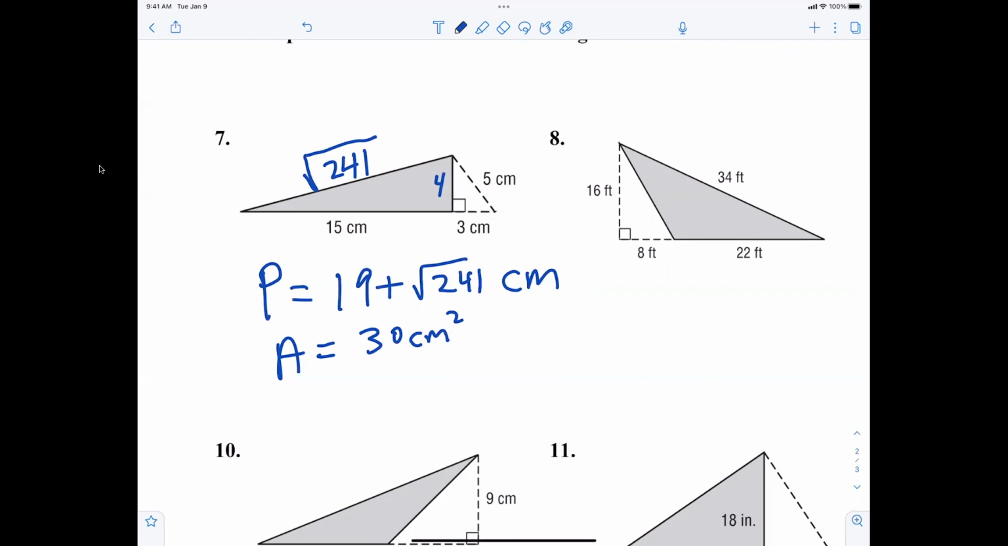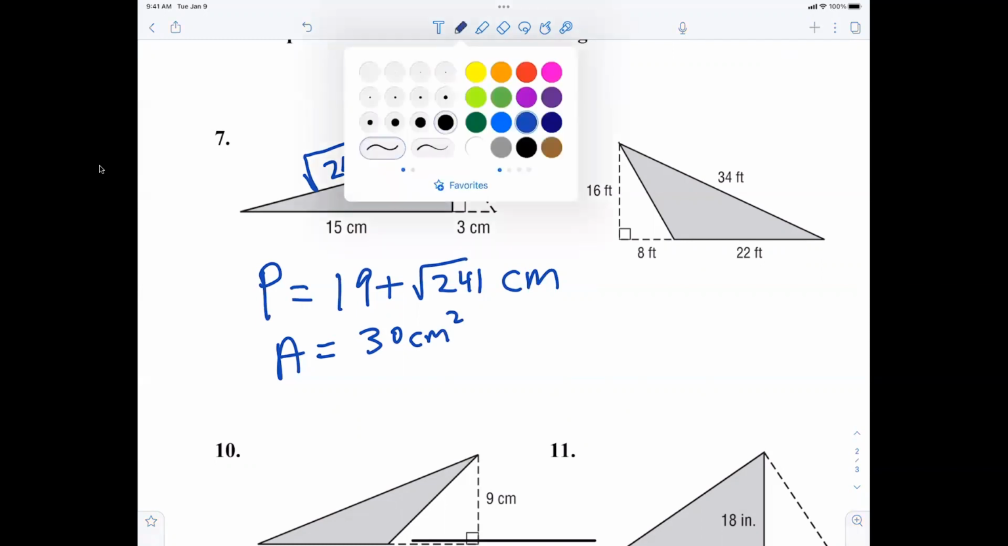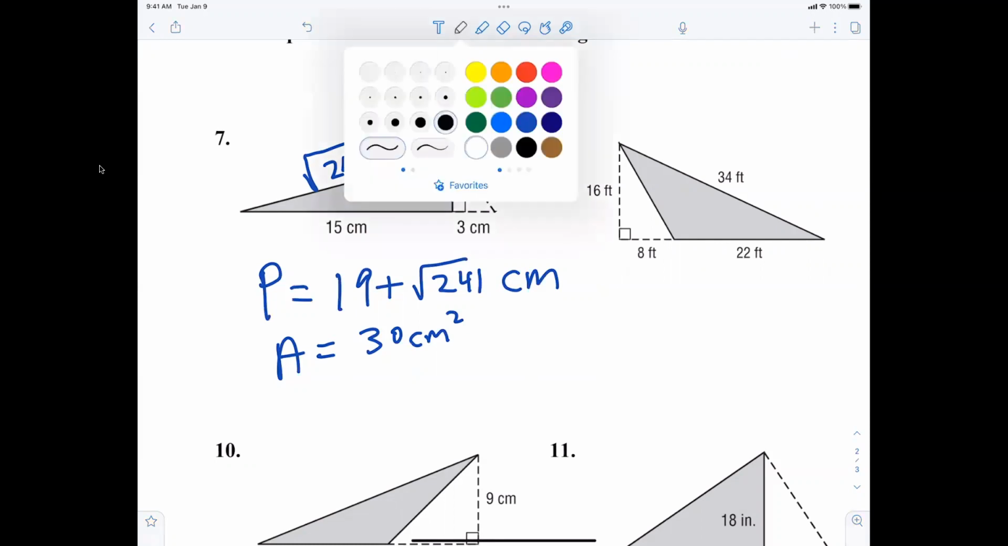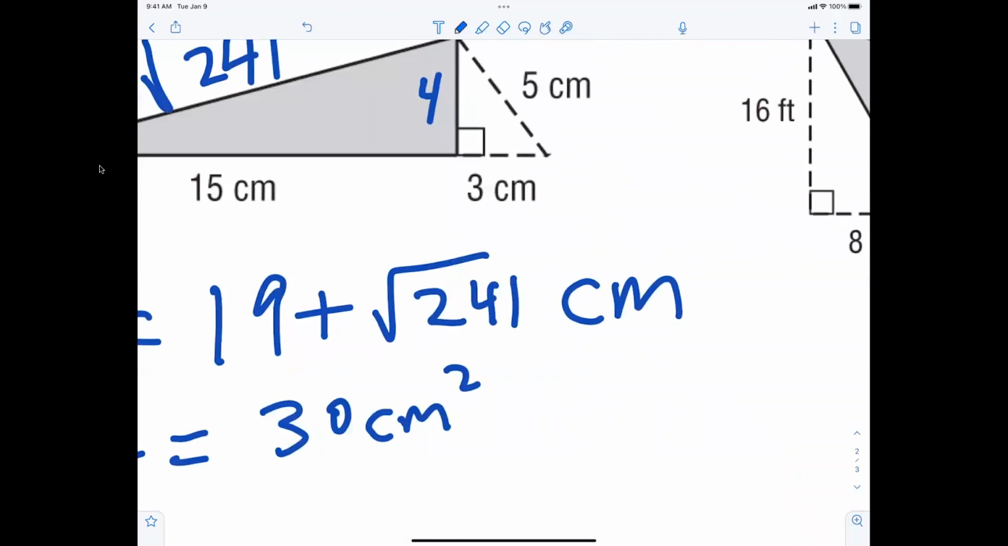Half base times height, right? Now, the thing that causes a lot of problems is, look, please, everybody look up. Does this have anything to do with the area of the shaded triangle? No. You understand me now, right? So we're just looking at the 4 and the 15. I used to tell my pre-algebra kids, since I didn't have you for pre-algebra, that the right angle always points to the base and the height, if you forgot that.